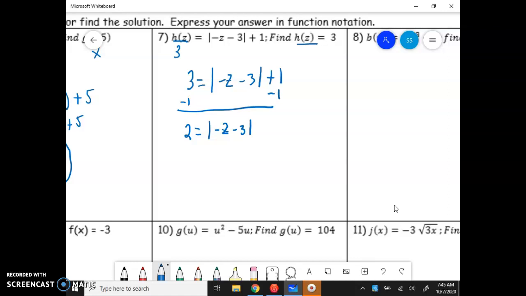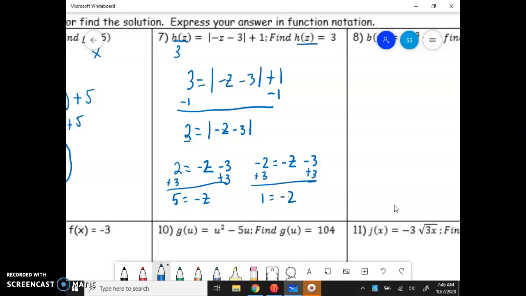Yes, this is positive out here, so we're going to just set up two equations. The first one, we simply remove the absolute value bars. The second one, we set it equal to its opposite, and we solve. Solve it the same way here. Add 3. 5 is equal to -z. And on this side, we're going to add 3 as well. We're going to get 1 is equal to -z.